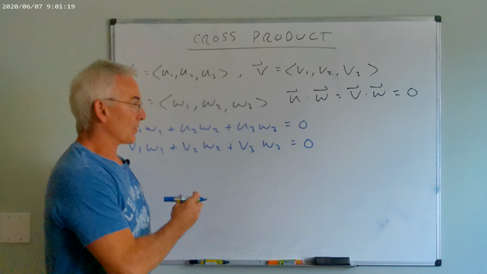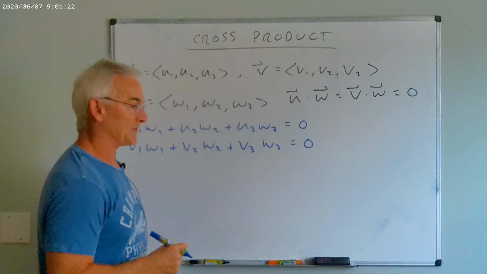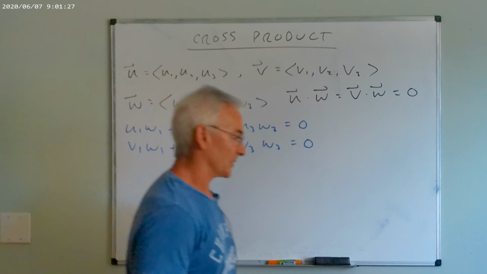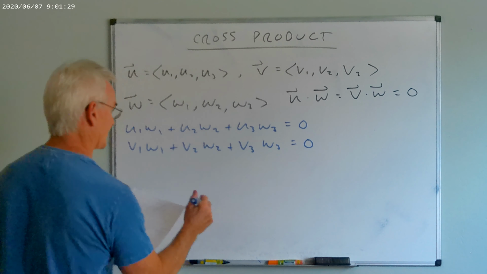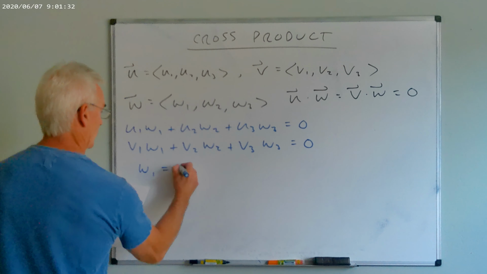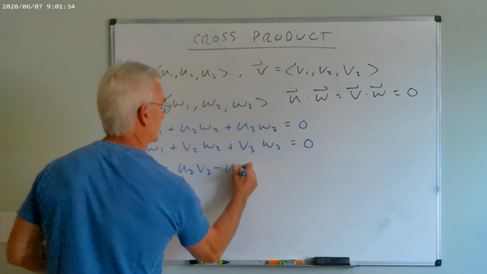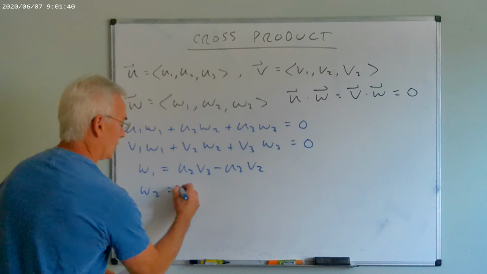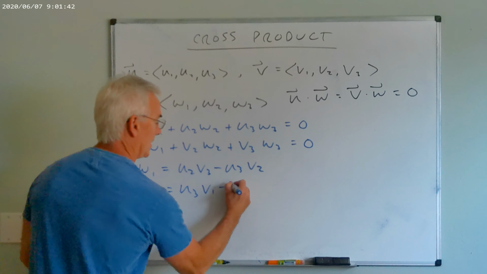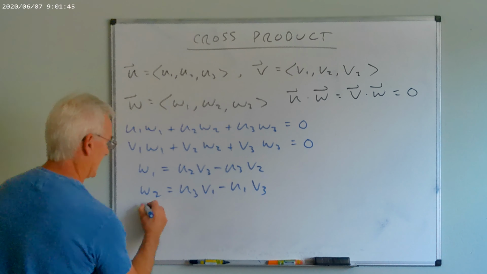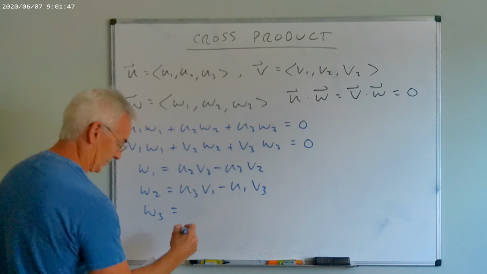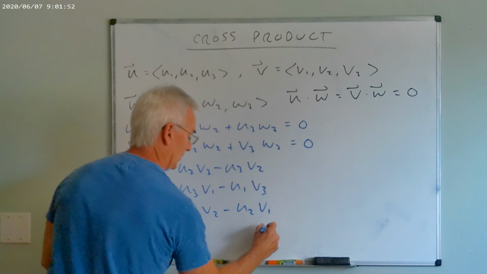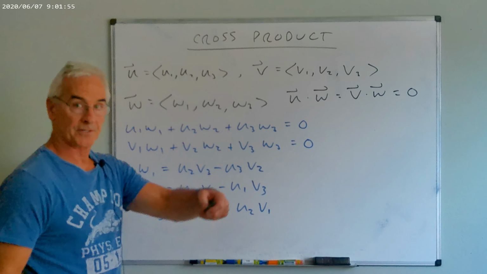Now, I'm not going to do that for you here. It takes quite a bit, and if you haven't had linear algebra, the matrix algebra might blow you away a little bit. But if we solve that system of equations, we come up with the results that W1 equals U2 V3 minus U3 V2, W2 equals U3 V1 minus U1 V3, and W3 equals U1 V2 minus U2 V1. So we're going to put these together next.